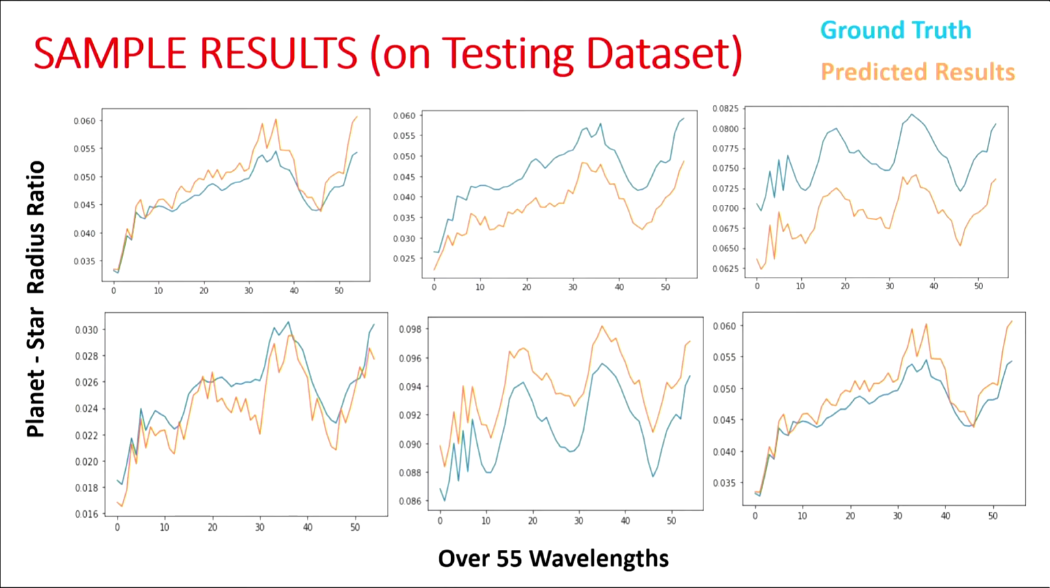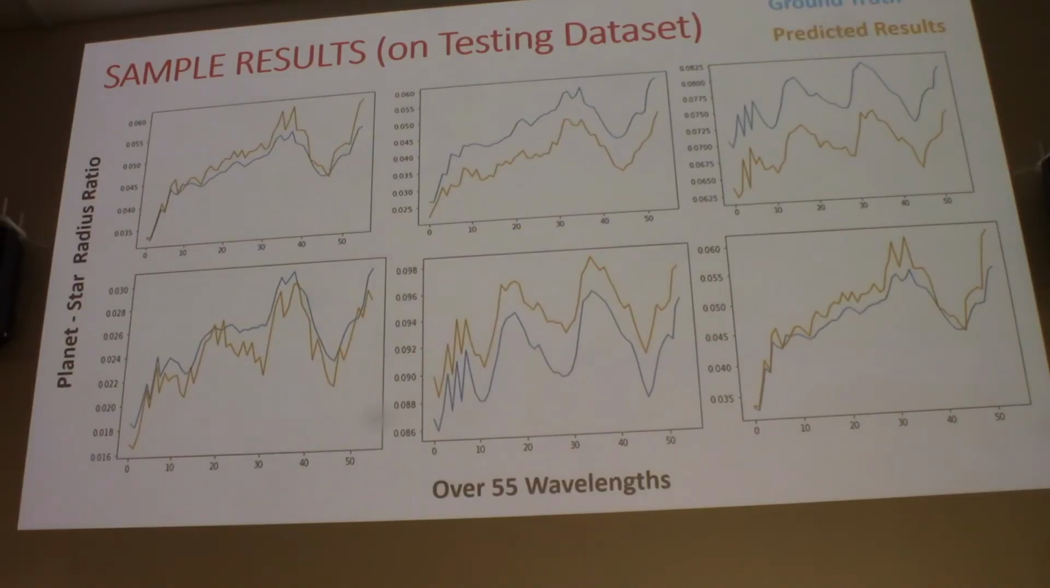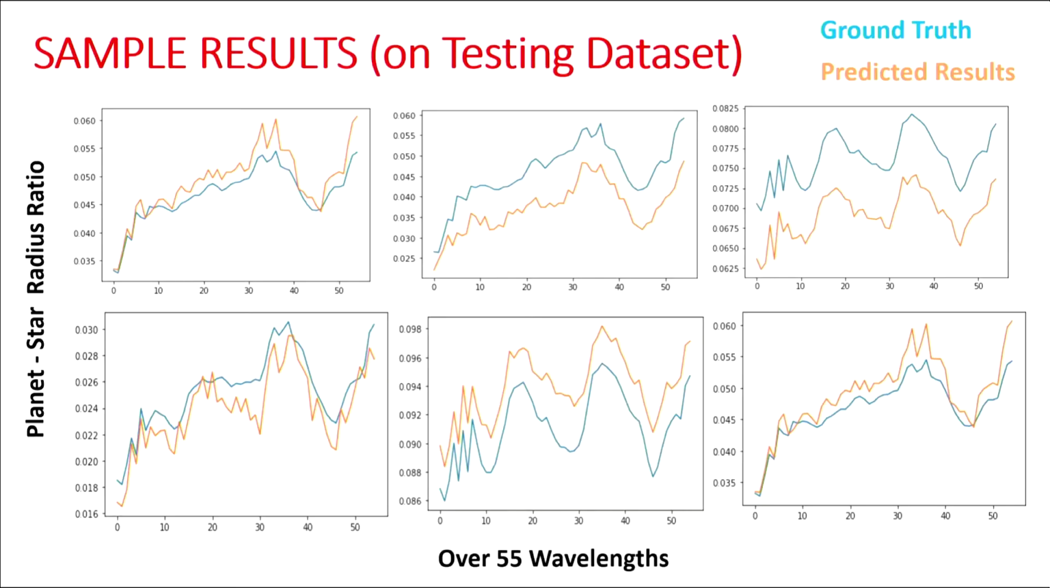So now I took this model and then actually applied it to values in the test data set. So in this case, the blue line represents the actual radius ratios for each of the 55 different wavelengths. So on the x-axis, you see the 55 different wavelengths, and on the y-axis, the amount of dip for each of the wavelengths. So the model, as you can see here, is able to get a pretty accurate result. So a value that is very close to the actual results.